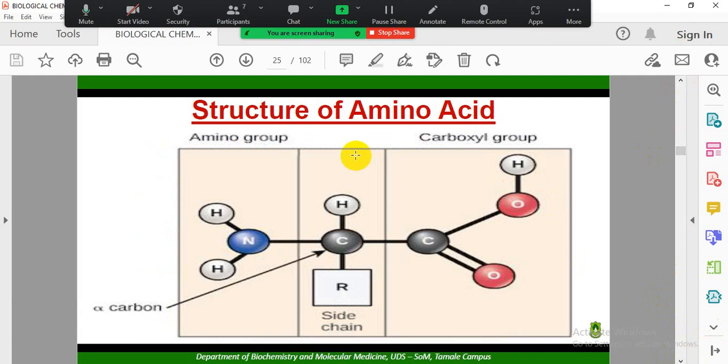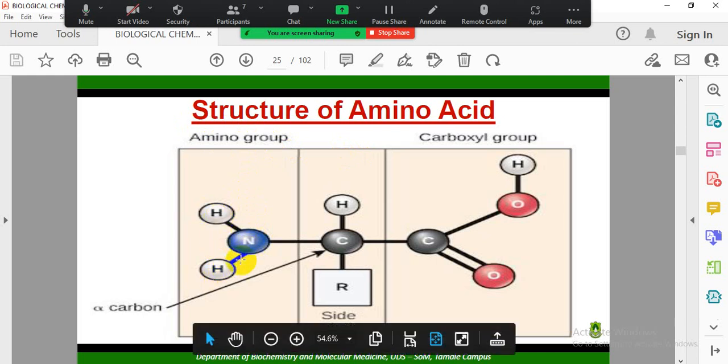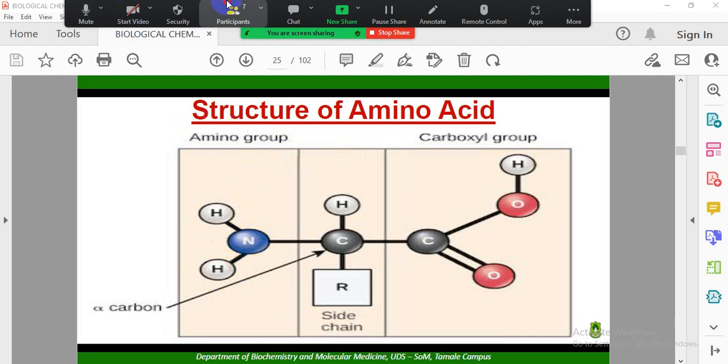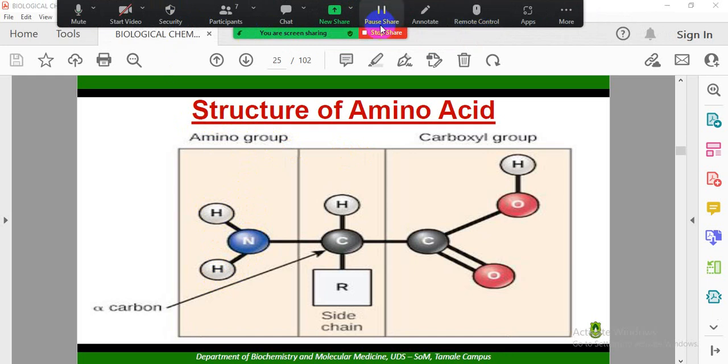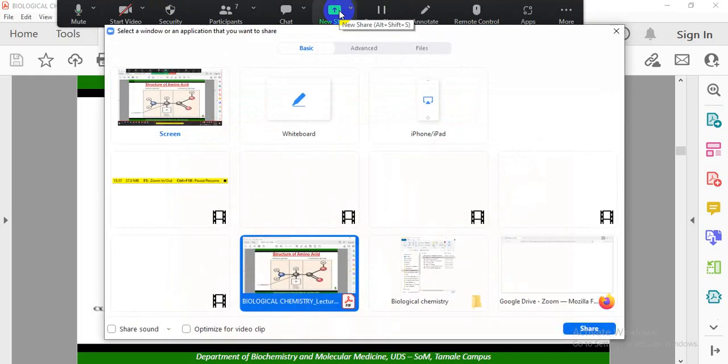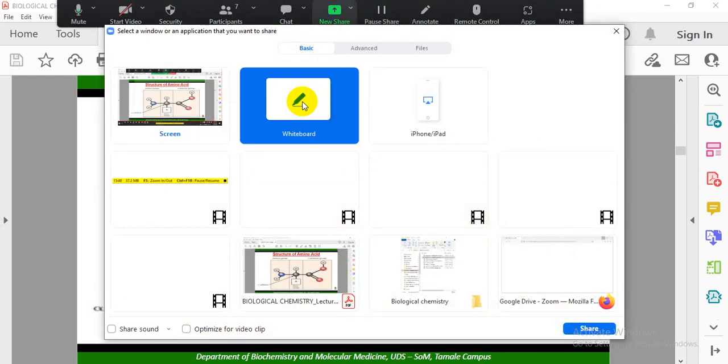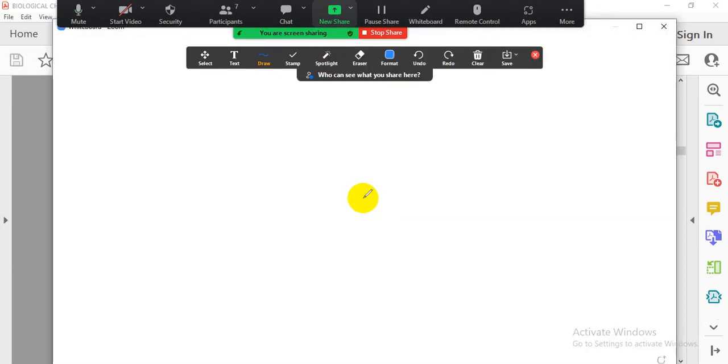Okay, so let's look at the basic structure of an amino acid. It has the amino group. Amino is NH2, so NHH or NH2. Let me see whether I can draw this on the whiteboard. Is there a whiteboard? Yes. So let's share the whiteboard and see. Can you see my whiteboard? Yes, sir.